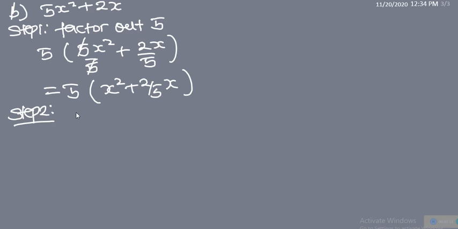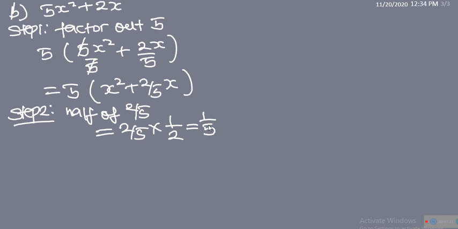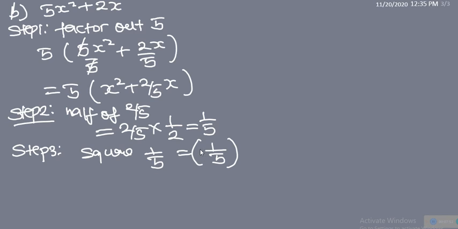Then step 2. Step 2, you know what to do now. What are you to do? Very good. So you take the coefficient of x, half of 2 over 5, which is 2 over 5 times 1 over 2, and that will give us 1 over 5. So step 3 is to square the half. Square 1 over 5, which is 1 all over 5². Remember, when you are taking the coefficient of x, we always take it with the sign before it.